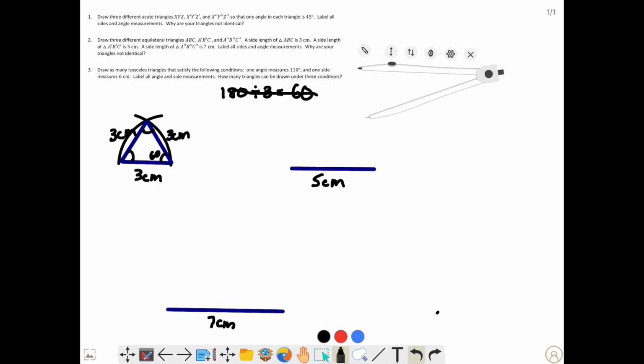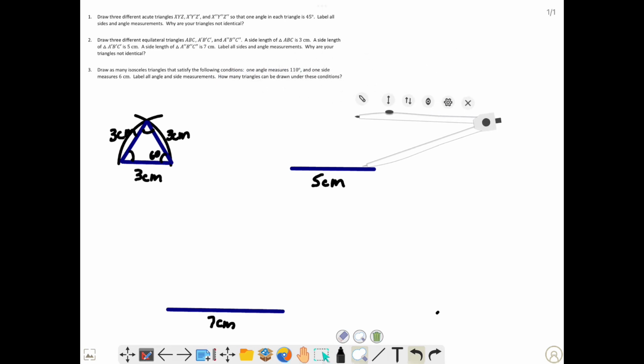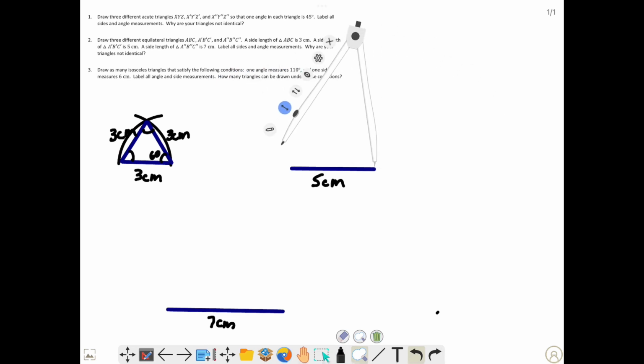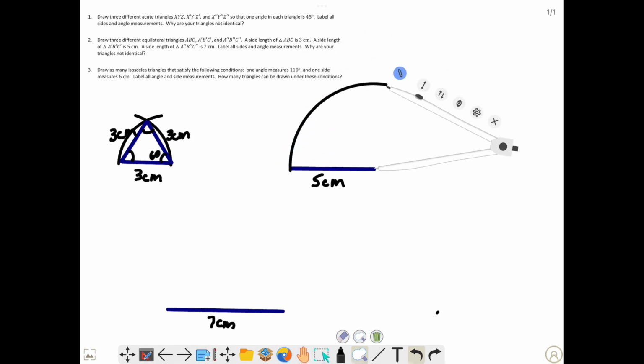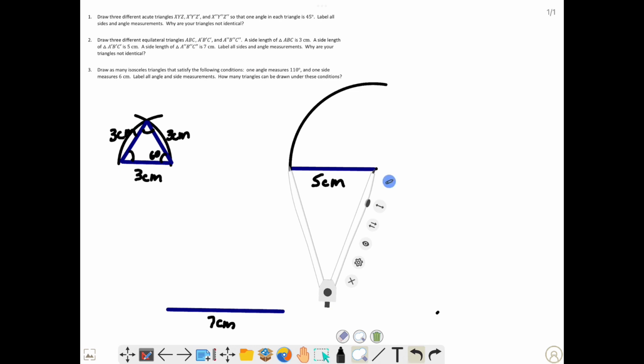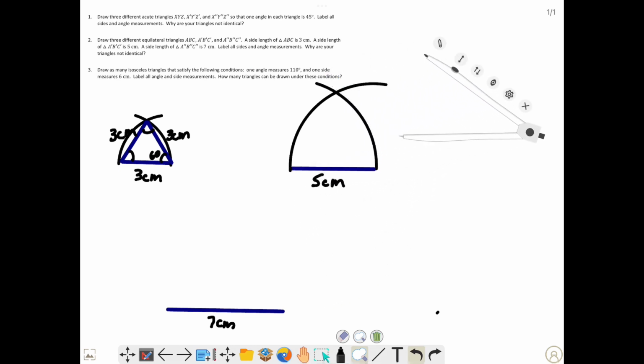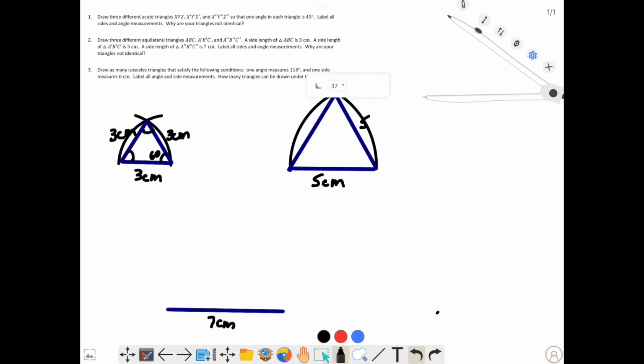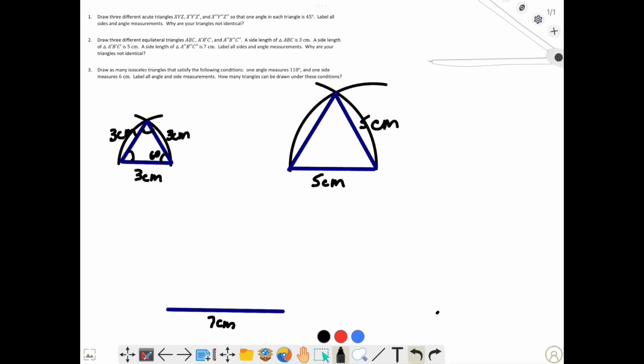Then we're going to do the same thing for the 5 centimeter long triangle. Put your point and your pencil on the line segment and then swing 2 arcs. Draw your lines connecting the end points to the point where the arcs intersect. Label your side lengths. And your angles.